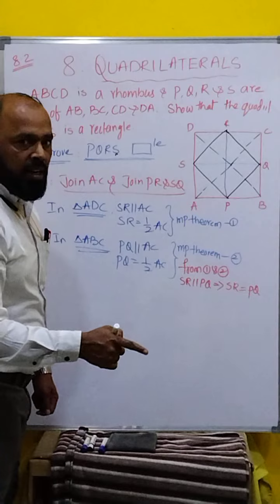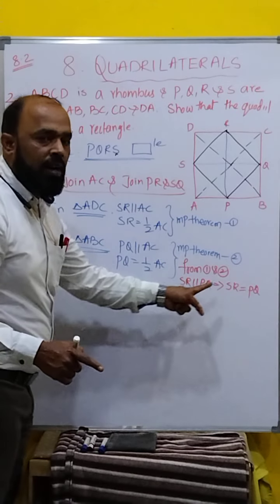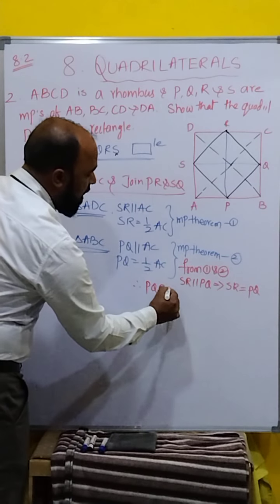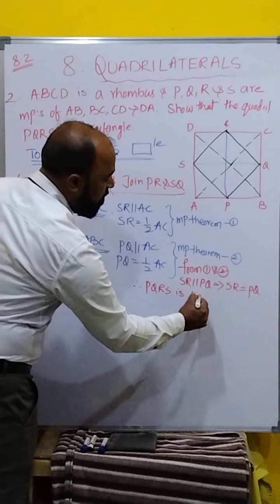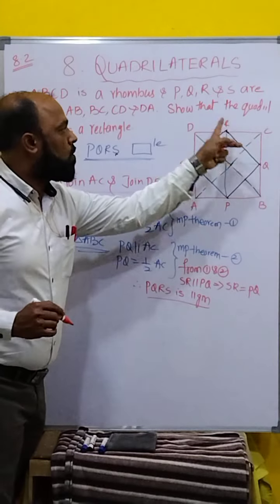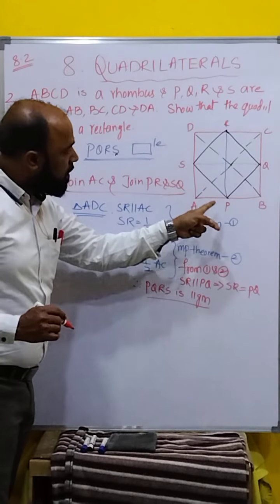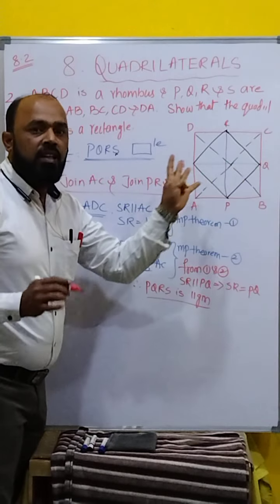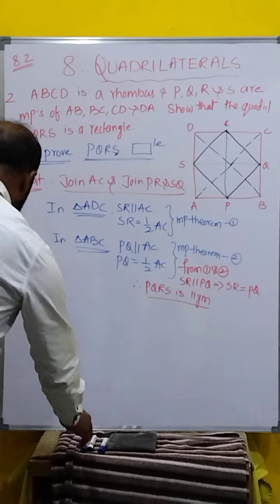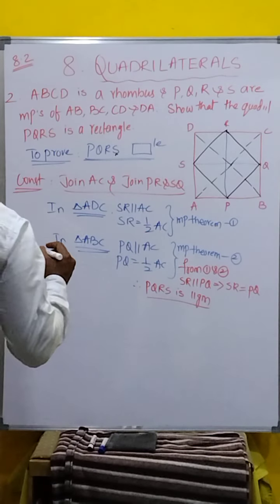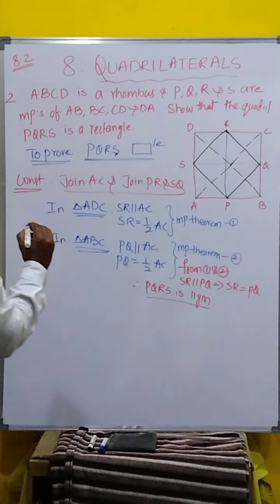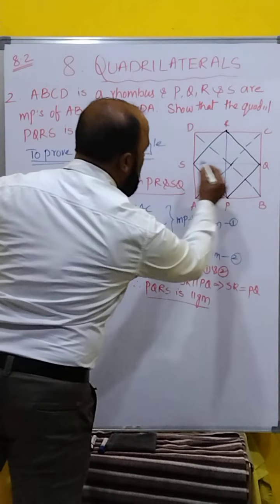In a quadrilateral, if a pair of opposite sides are parallel and equal, then it is a parallelogram. Therefore PQRS is a parallelogram. Clear children? First part completed. PQRS is a parallelogram. Now we have to prove the diagonals are equal. If diagonals are equal, then it is a rectangle. Clear? Now we will go for that one. What are the steps here? From 1 and 2 already completed, PQRS is a parallelogram.